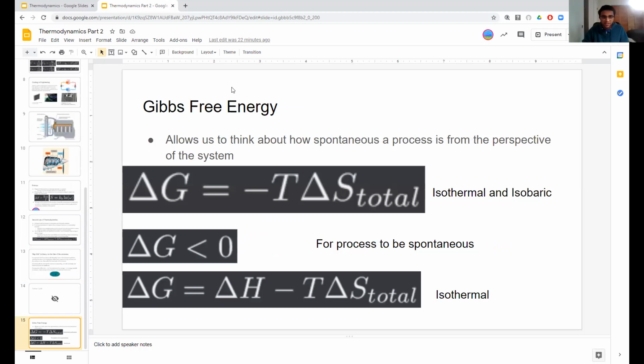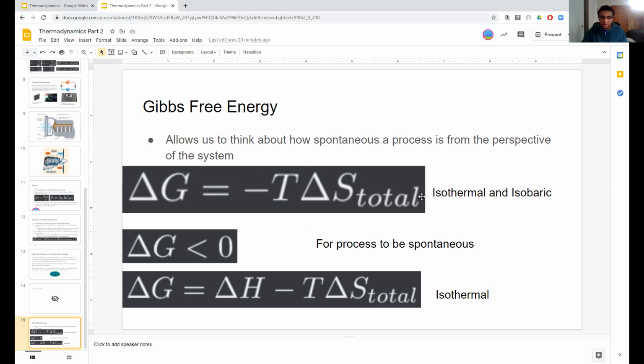Now we look at this concluding concept of Gibbs free energy. This is a little bit of additional information that you might encounter if you take AP Chemistry or AP Physics 2. You can think about Gibbs free energy, which is just a parameter, right? It allows us to think about how spontaneous a process is from the system's perspective. And these are a few key formulas for Gibbs free energy, right? So the change in Gibbs free energy is equal to negative temperature times the change in the total entropy.